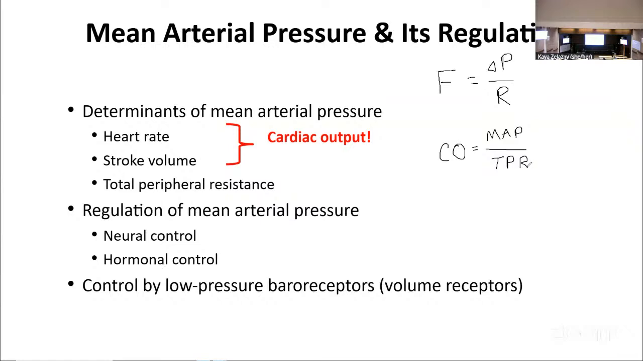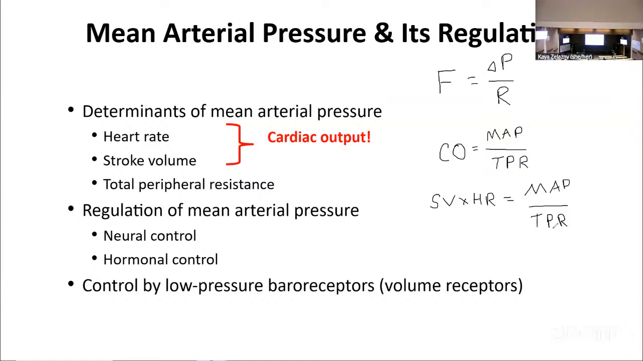Okay. If we want to continue this, right, we also know that cardiac output is stroke volume by heart rate. Okay. So we're continuing reshaping this equation. We're trying to solve for mean arterial pressure. Right, so this is how far we get when we put in our equation for cardiac output.